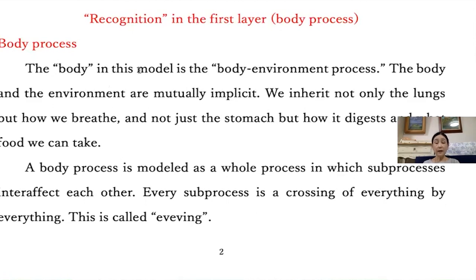The body in this model is the body-environment process. The body and the environment are mutually implicit. We inherit not only the lungs, but how we breathe, and not just the stomach, but how it digests and what food we can take.